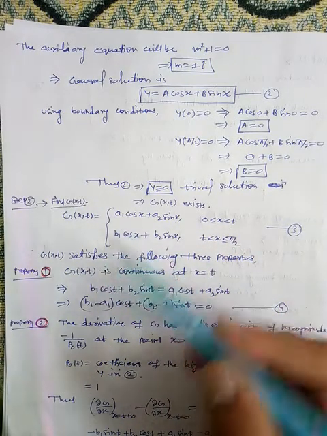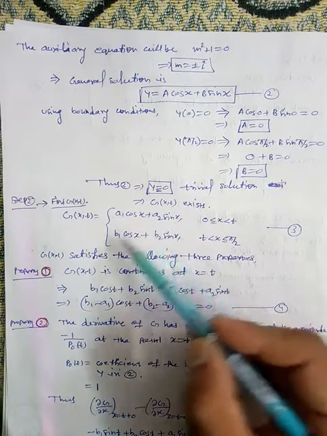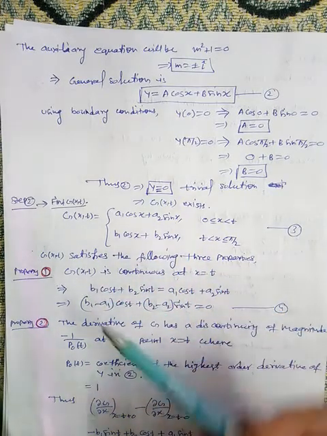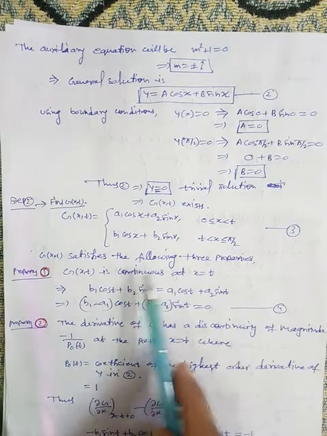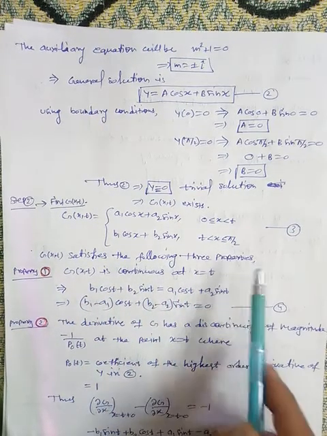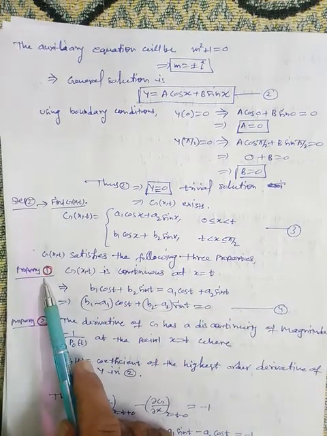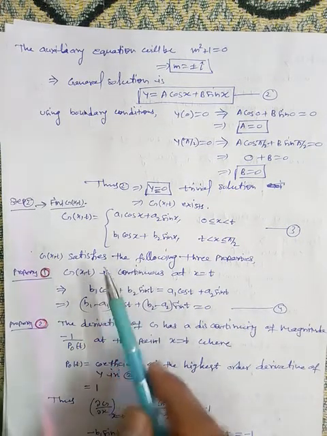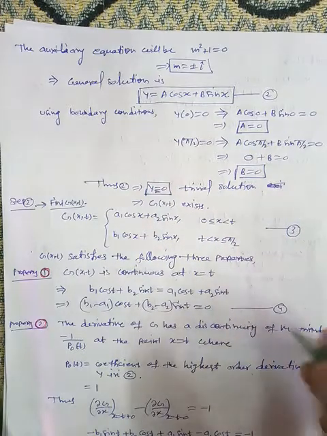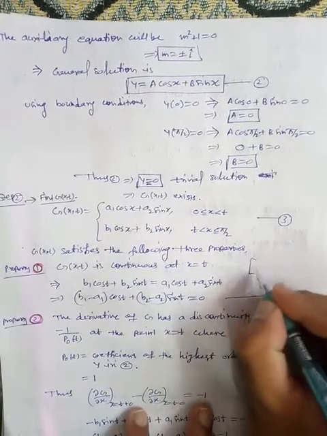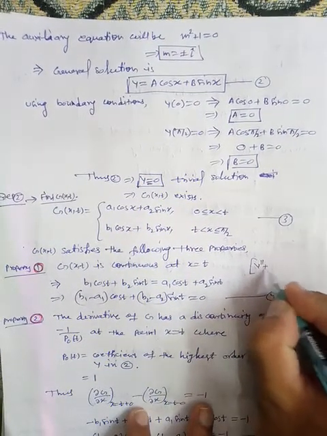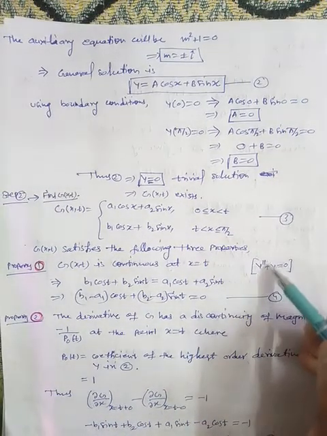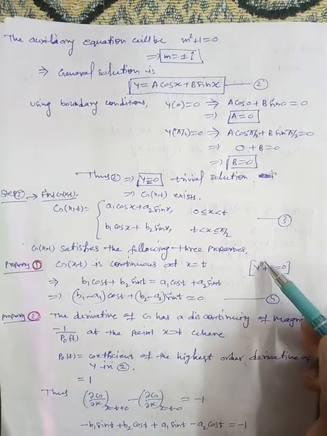Now our target is to find a1, a2, b1, b2, for which we have these properties. So G(x,t) satisfies the following 3 properties. Property number 1, G(x,t) is continuous. Why? Because if you see the differential equation, y double dash plus y is equal to 0. So here we have a second order derivative, the highest order derivative.